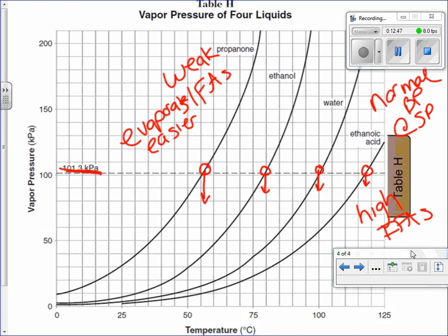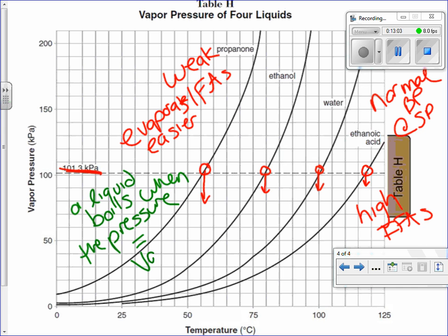Additionally, you need to know that a liquid boils when the pressure on the surface of it equals its vapor pressure. Okay? So, water boils at 100 if the pressure on the surface of it is 101.3.